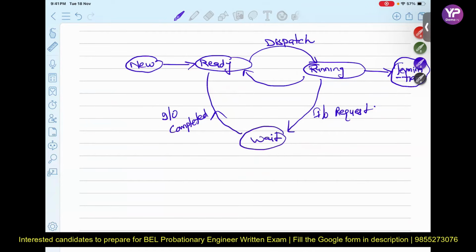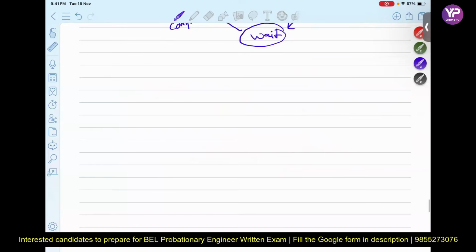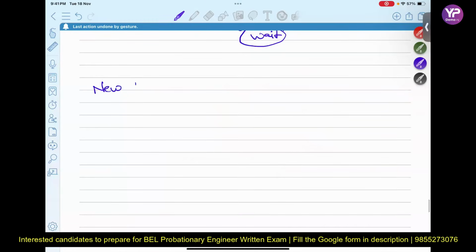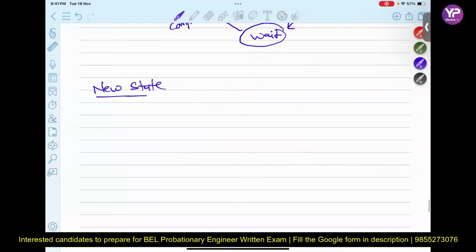So can you tell me what is an IO request? Okay, let's start one by one. What is the new state first of all? It is the state when a process is being created. The OS is going to assign some IDs. Linking and loading is going to be done there. So in the new state, the process is being created.